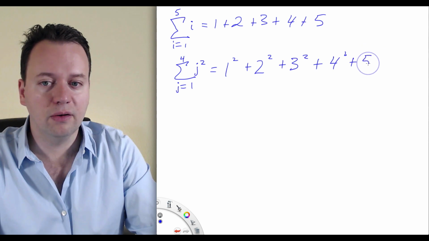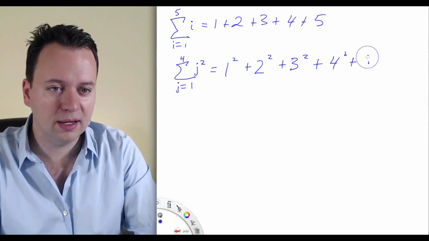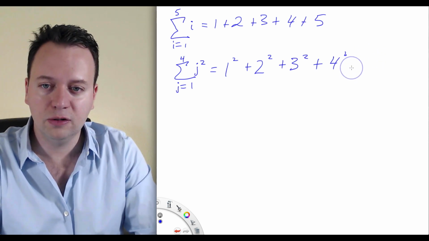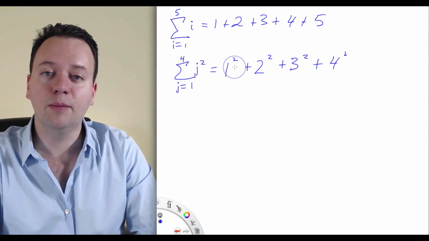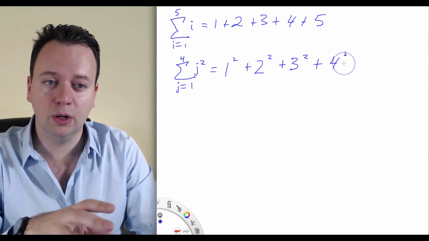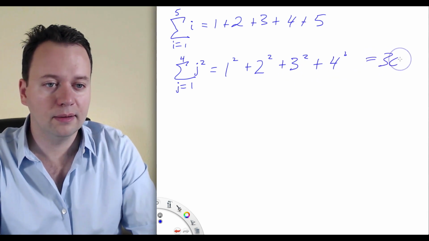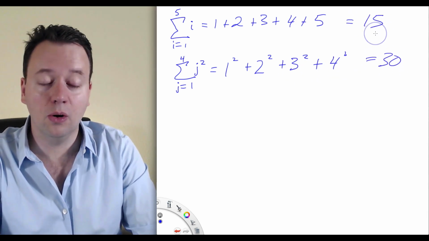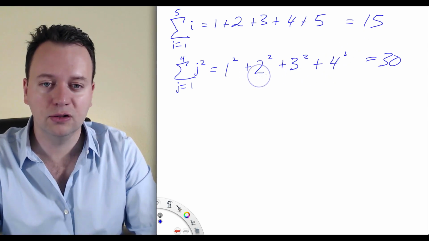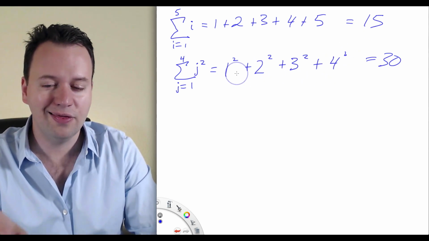Replace j with 5? We don't replace j with 5 because our terminating value is 4 this time. So the sum is 1 squared plus 2 squared plus 3 squared plus 4 squared. And that's, I don't know, 30. Did these very quickly, so hopefully I'm right. 16 plus 9 is 25, plus 4 is 29, plus 1 is 30. There you go.